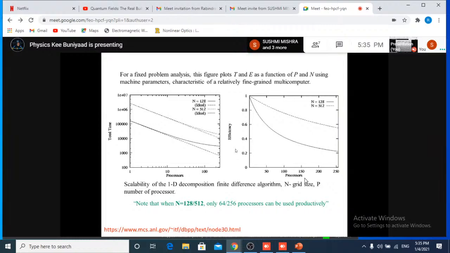But on the right hand side, if we look at the efficiency, when we increase the number of processors, the efficiency goes on decreasing. Efficiency is not maintained constant; it goes on decreasing.